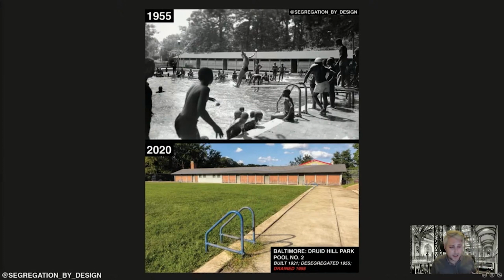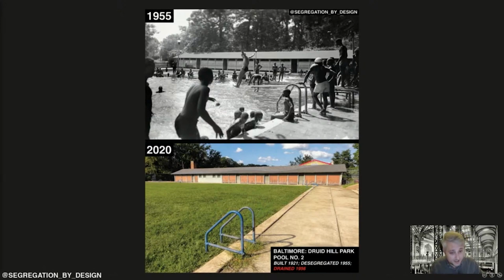And Heather McGhee wrote a book recently called The Sum of Us, and she describes how racism targeted at specific groups has really had a detrimental effect for all Americans. And in this example of public pools, public pools are one of these public spaces that were demolished for urban renewal.